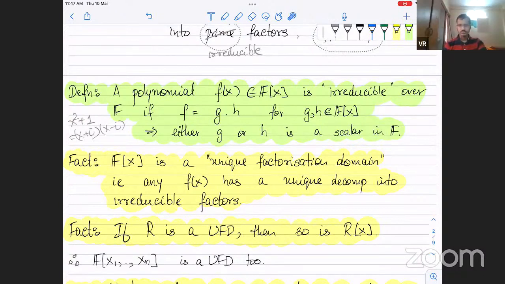I have a question. Is there some non-pathological example of a ring which is not a UFD?